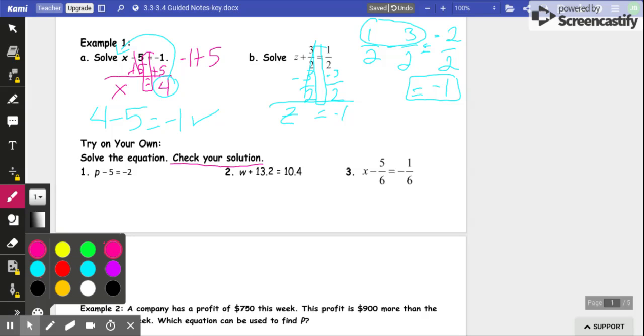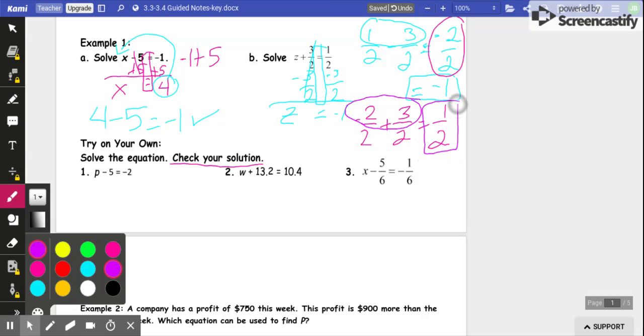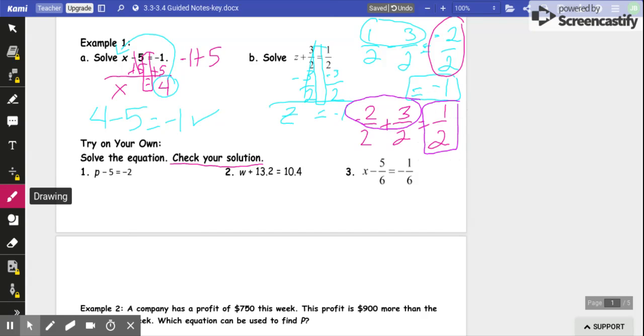Again, we can go back through and plug that in. Because I'm working with fractions, I'm going to use my negative 2 over 2 to plug back in for z. So I have negative 2 over 2 plus 3 over 2 equals 1 over 2. I'm looking at the positive 3 and the negative 2. When I subtract those, because they're opposite signs, I end up with 1 over 2, so 1 half. Go ahead and pause the video and try the next 3 on your own.